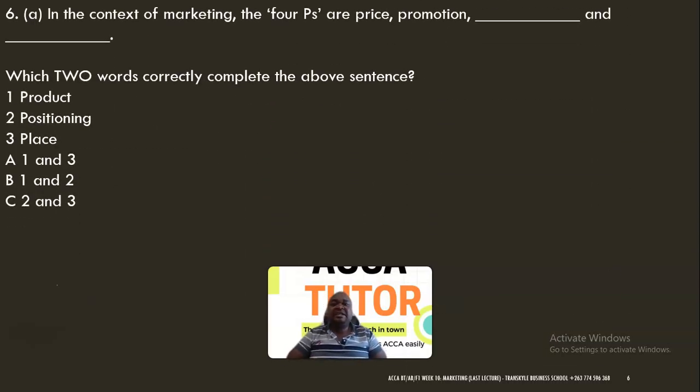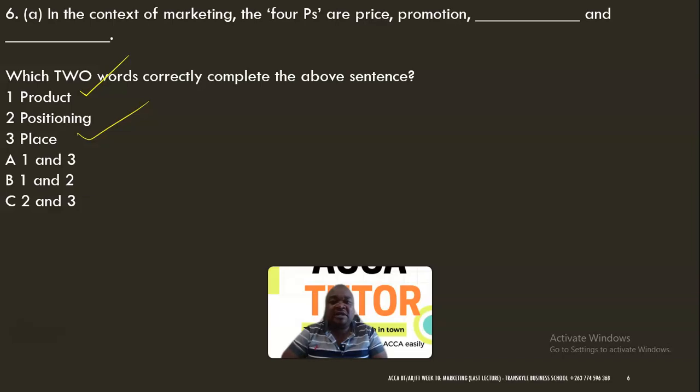Question number 6. In the context of marketing, the 4 P's are price, promotion, dash, and dash. Obviously, we are going to have the product as another P there, and the place. Do we have positioning? Obviously, we don't. Okay, positioning is not part of the P's.